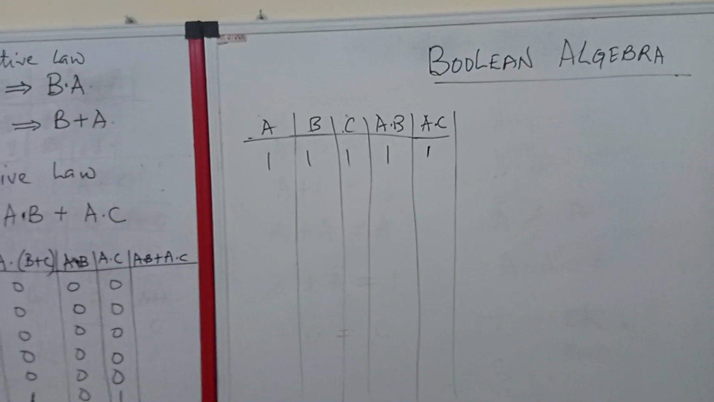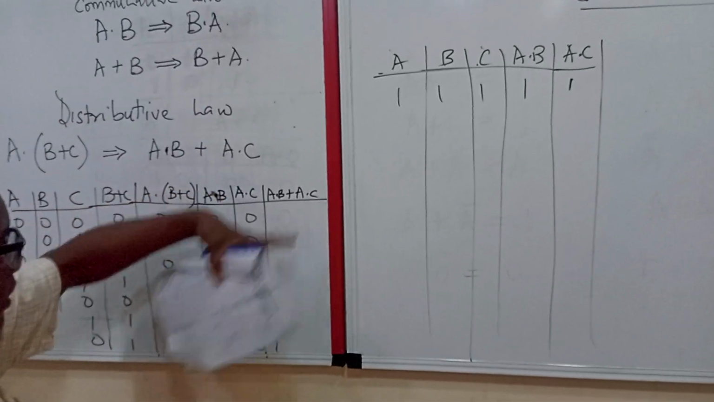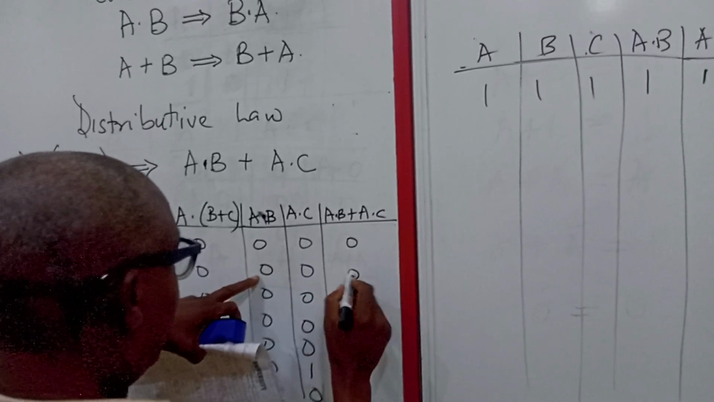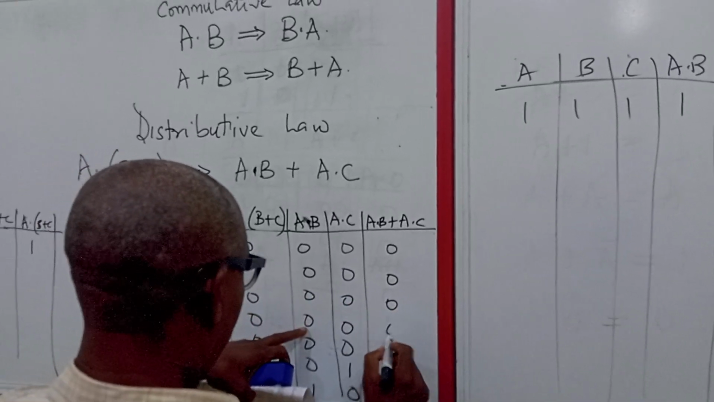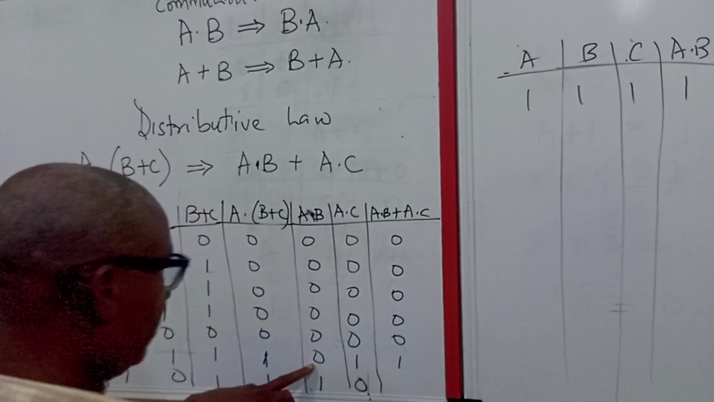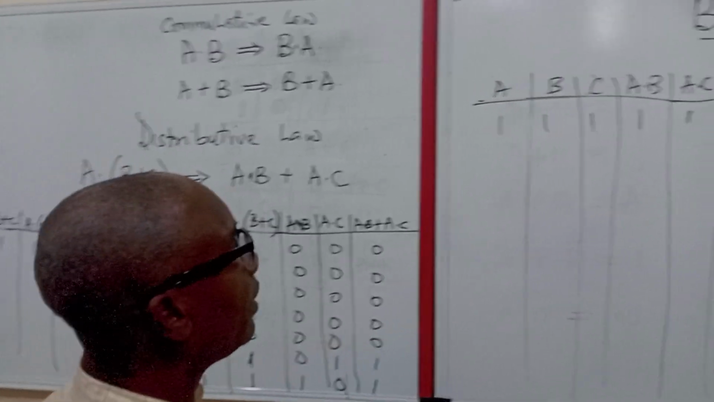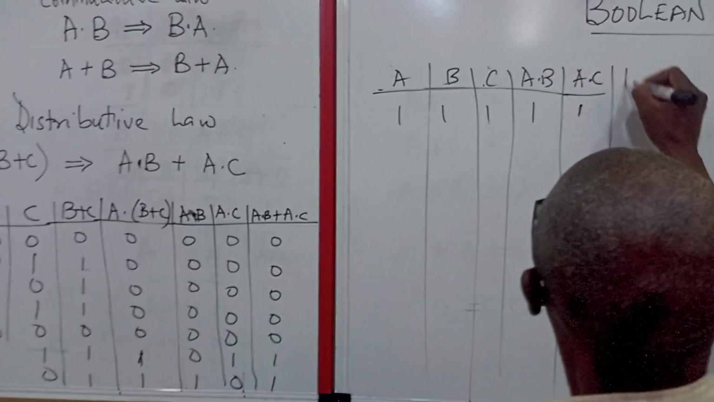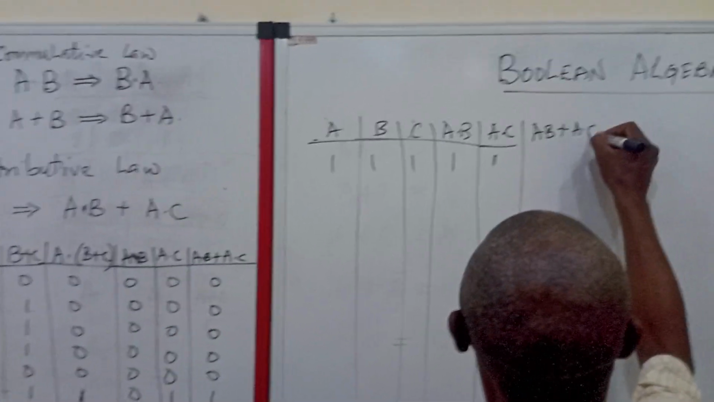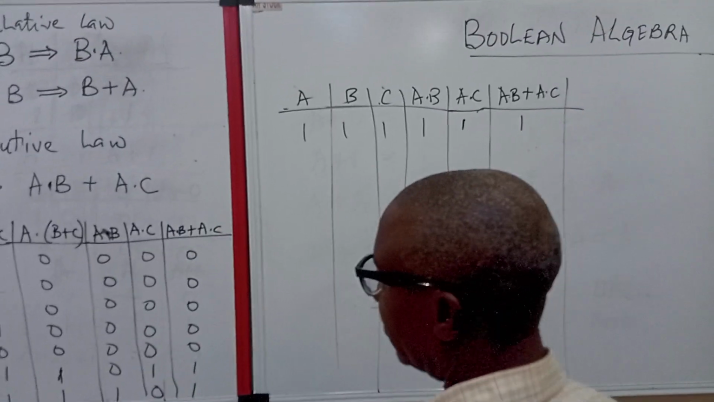Now the next is A dot B or A dot C. If you look at this, we have 0 there, 0, 0, 0, 0, and 1 here. Because it's an or, we also have 1 here. And for A dot B plus A dot C, here we'll also have 1.